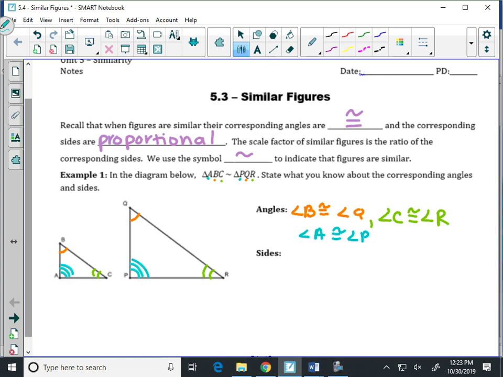We just said their sides are proportional. So we know we can make a fraction out of their sides. So give me one side, it doesn't really matter. Give me a side in this first triangle, this first little triangle. BA? What side corresponds to BA in that other triangle? PQ or QP. Okay? So I know if I make a fraction BA over QP, that's going to be equal to all the other sides made as fractions.